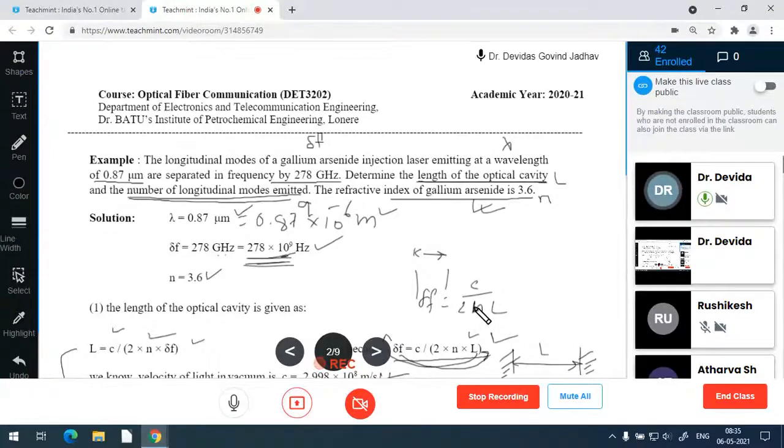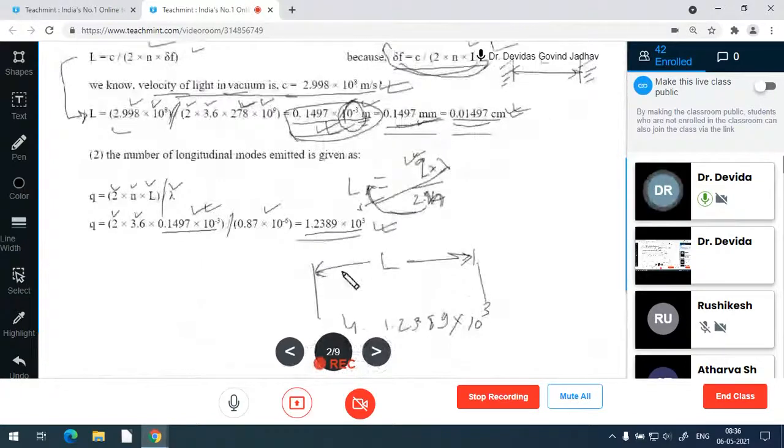If you count the number of frequencies, this is one frequency, this is the second frequency, this is the third frequency; this may be a few gigahertz, this may be another few gigahertz, this may be terahertz. If you count those frequencies, the number of frequencies is 1.2389 into 10 raised to 3. This is the count of the frequencies, and a count does not have any unit.